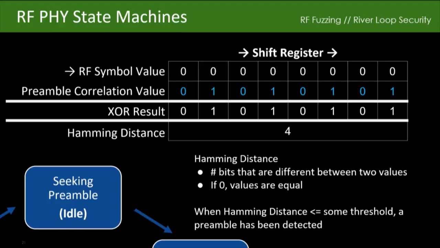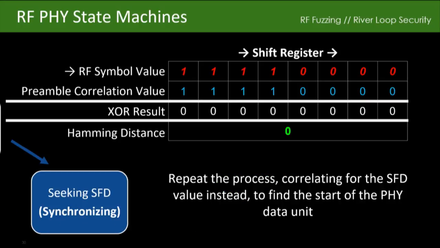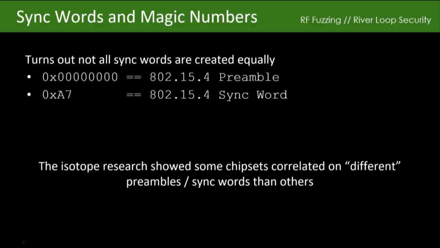So if, say, we had an arbitrary packet on the air, and we're clocking these values through, 0101, 0101, you can see the Hamming distance goes up and down, until finally we've loaded the preamble into the shift register, and we can say with confidence, all right, these two strings match, or match below a certain threshold. We think we're receiving a packet. We're going to move into the next state. We do the same thing with the SFD state machine. I don't have to illustrate it. The only difference is that rather than looking for 0101, we're looking for that magic number.